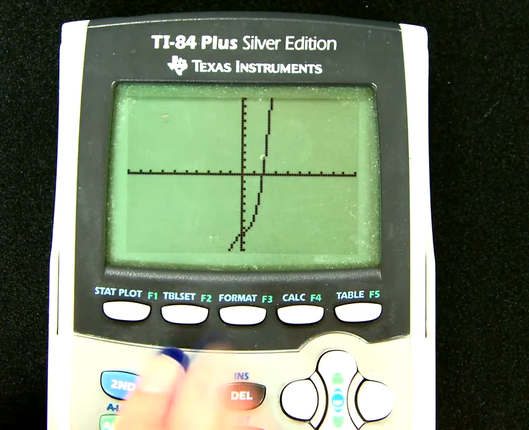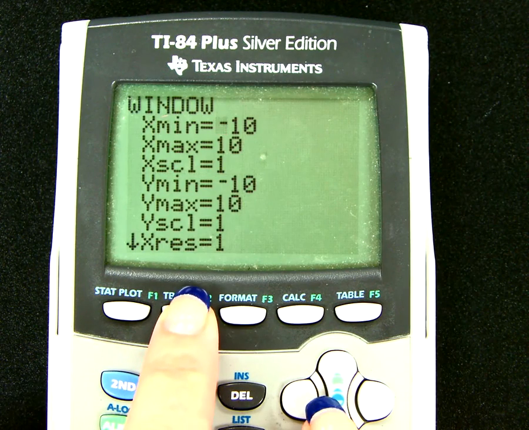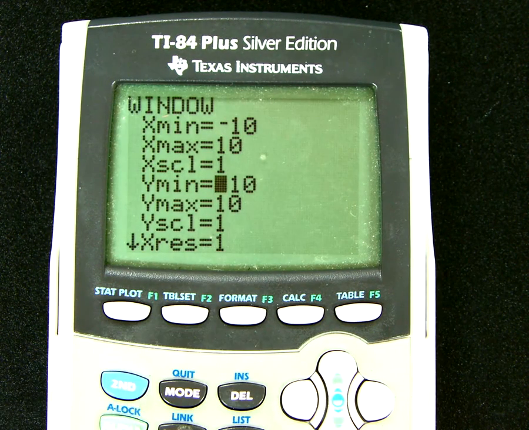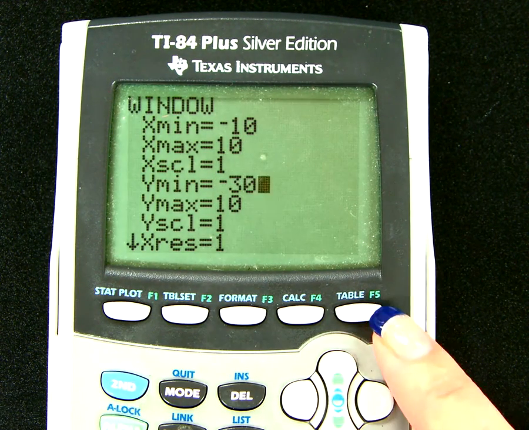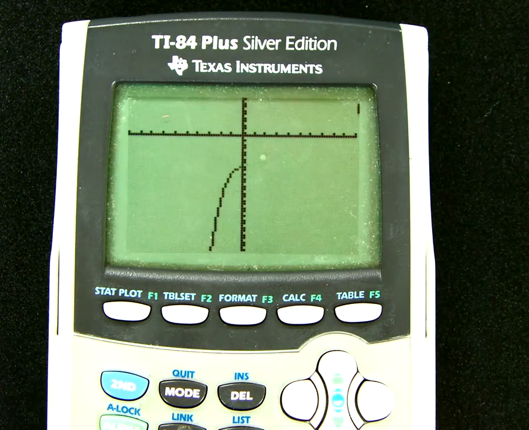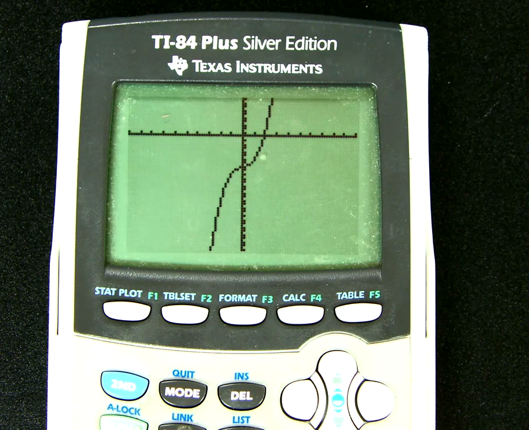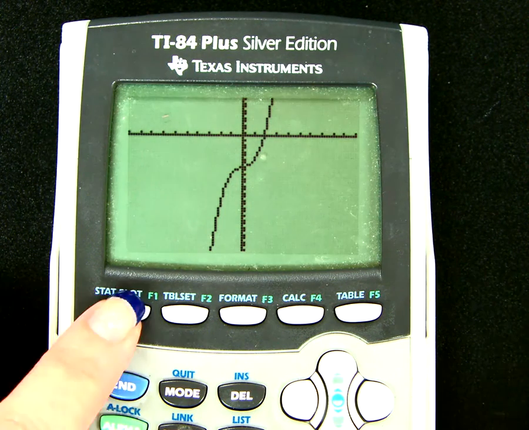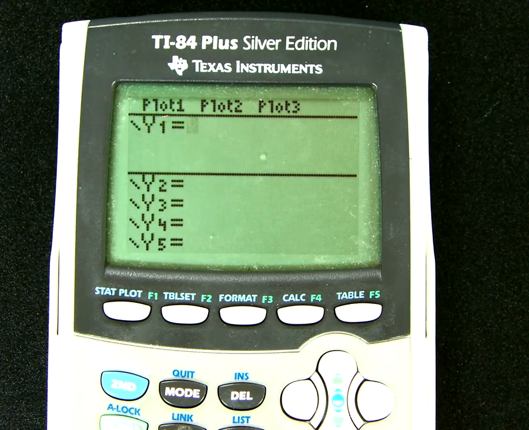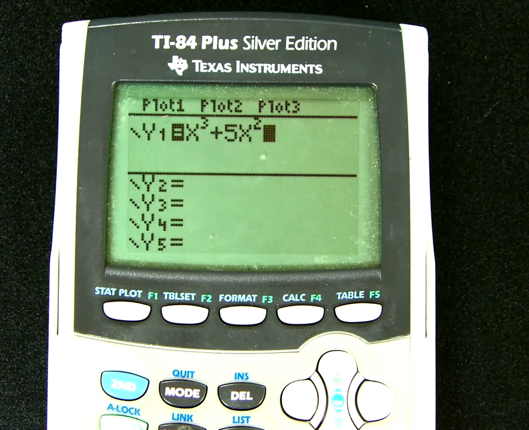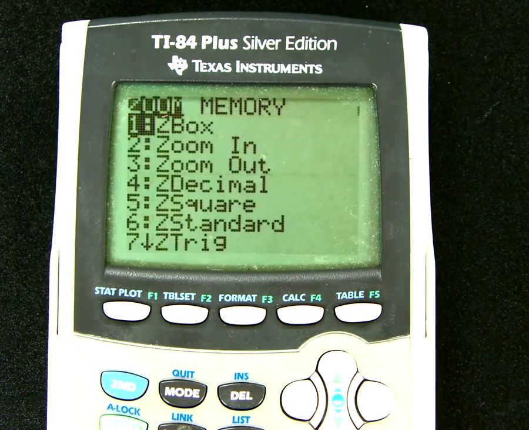And I can't quite see it down here, so I'm going to go into my window, and I'm going to make my y minimum smaller. So let's try like negative 30 and graph. Okay, so it's similar to our parent function, but we still can identify it as a cubic equation. And even if I go back, let's go to our y equals, let's try something else. So let's just try x cubed plus 5x squared minus 1. And I'm going to go back to my standard window, so zoom 6.